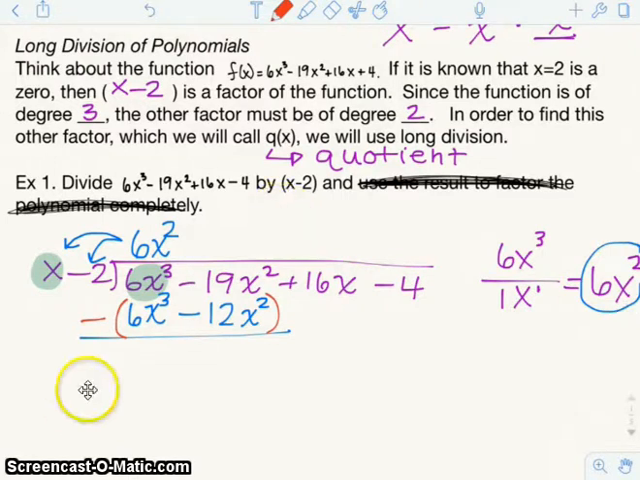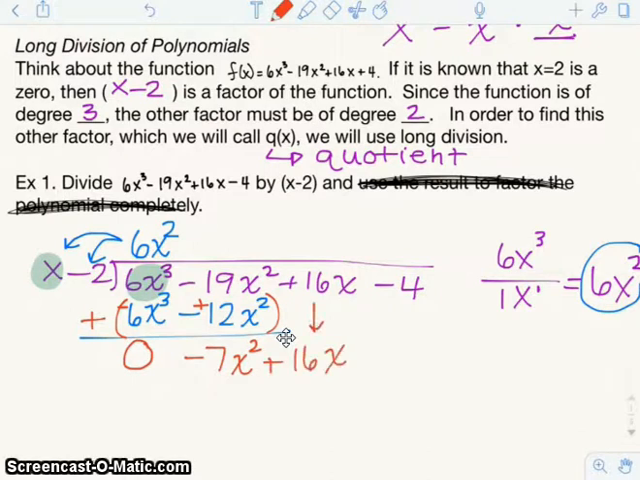Here's the tricky thing. I'm going to subtract both pieces, so notice that I put parentheses in here. In order to do this, I'm basically going to change both of the signs and then add, right? So I'm going to make this a negative, I'm going to make this a positive, and then I'm going to add. Okay, I distribute that negative. So 6x to the third plus a negative 6x to the third, that turns into a 0. Negative 19x squared plus 12x squared is negative 7x squared. Just like in that other long division, the next step, bring down your next piece. So I bring down the 16x.